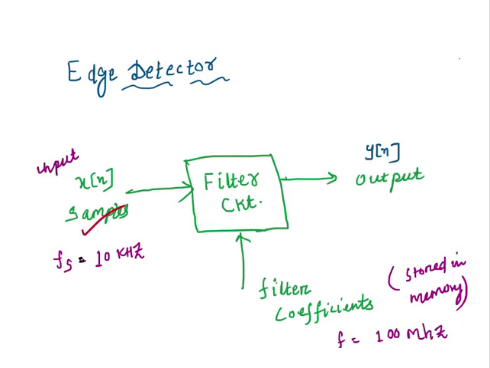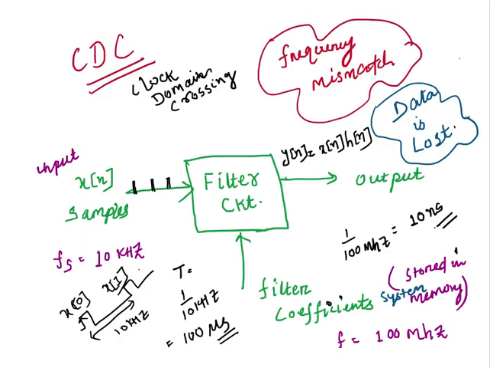And let's say the sampling frequency of this input signal is 10 kilohertz. Sampling frequency here 10 kilohertz means every 100 microsecond we are getting one input sample. That means if this one is 0 microsecond, then we get our next sample at 100 microsecond, then the next sample will be at 200 microsecond. Okay. So this is the meaning of this sampling frequency.